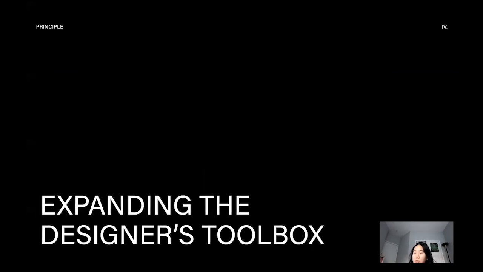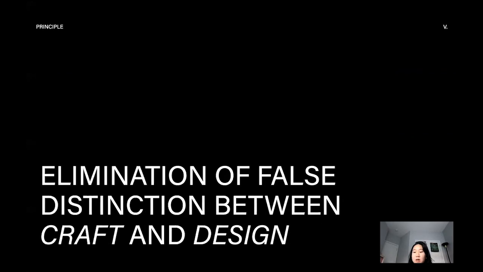The fourth one is expanding the designer's toolbox. This typical toolbox has been dominated by the Adobe Creative Suite. But to actually decolonize aspects of our individual design practices, we need to revisit the software we work with and consider other tools such as open source tools and other non-designerly tools as well.